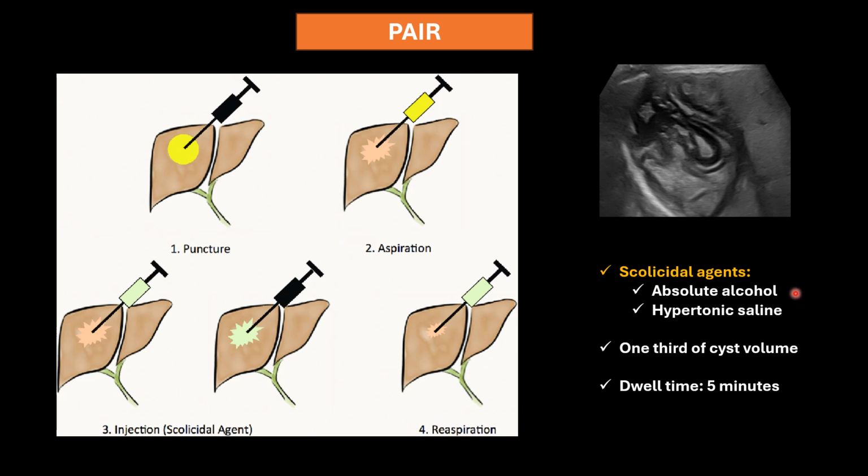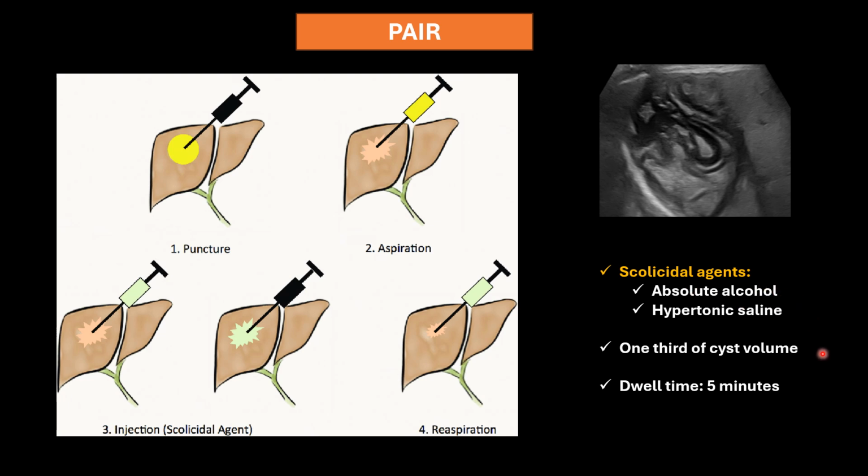For IR people, where do you go searching for absolute alcohol? You ask your pathology department or microbiology department. They are the only ones who will have 99% or absolute alcohol, which is medical grade, which can be injected into the liver. So yeah, check with your microbiology department if you're planning to inject absolute alcohol.